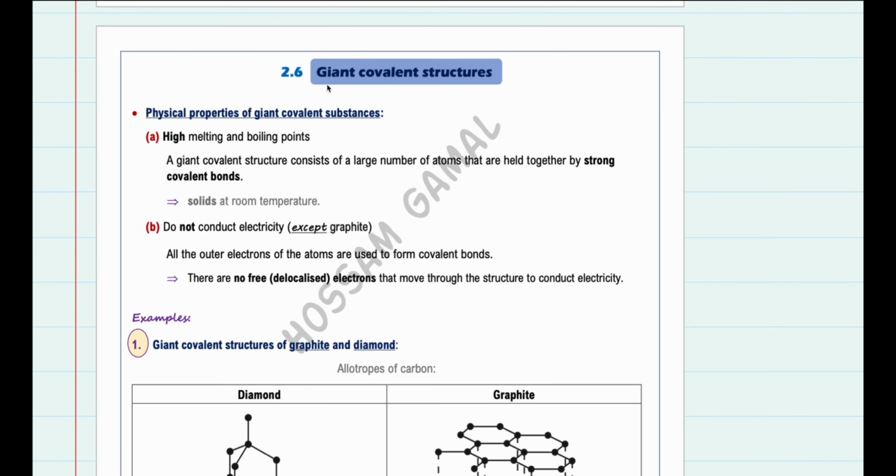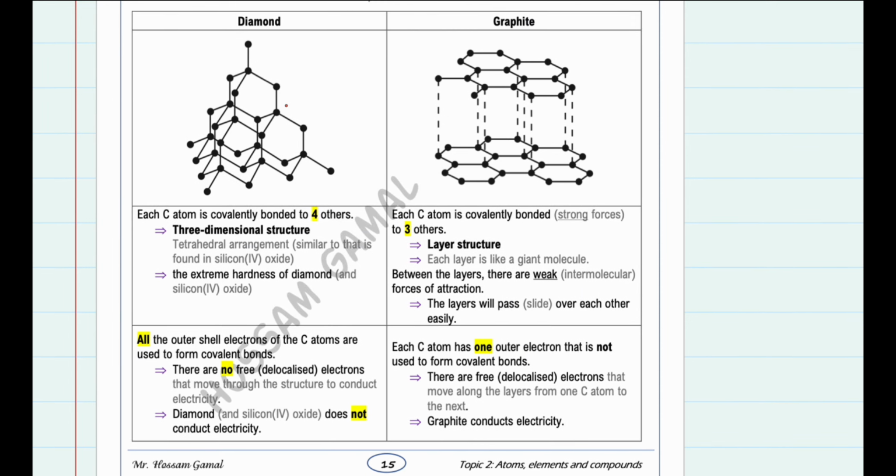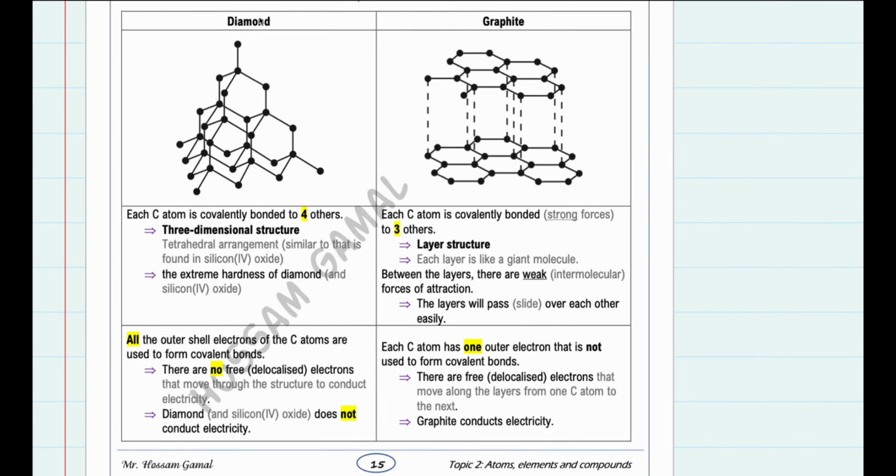If we have plenty of nonmetal atoms bonded together, then we have what's known as a giant covalent structure. We have 3 examples of giant covalent structure. First, let me start with the comparison between diamond, which is just carbon atoms bonded to each other in 3 dimensions. So we have a 3-dimensional structure. The other structure is graphite. It is also formed of carbon, but the structure here is different.